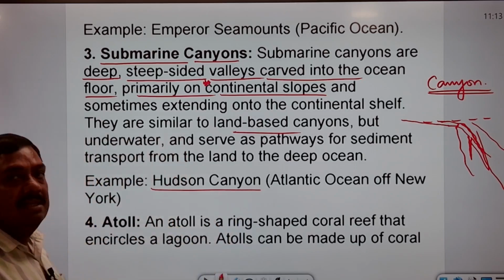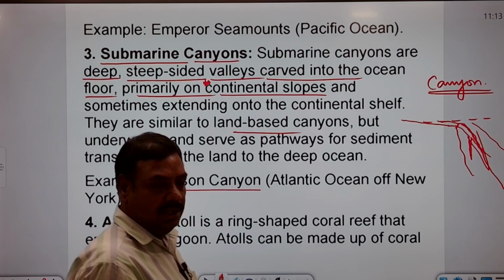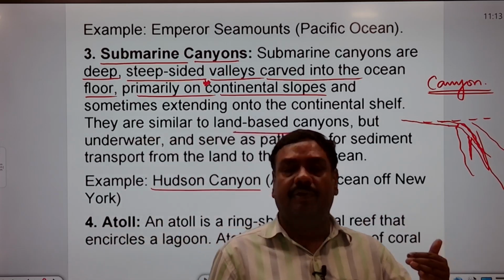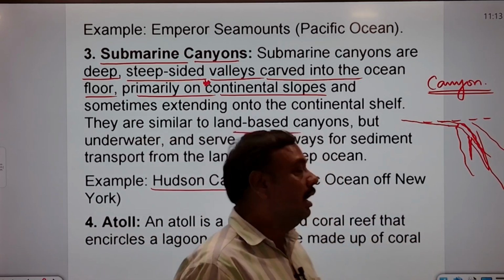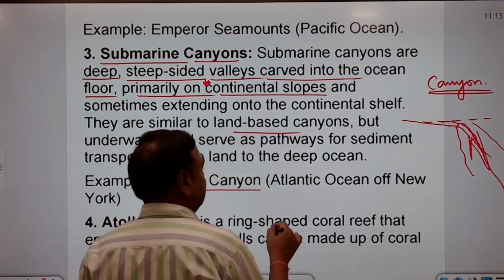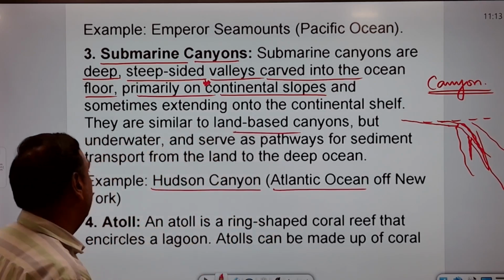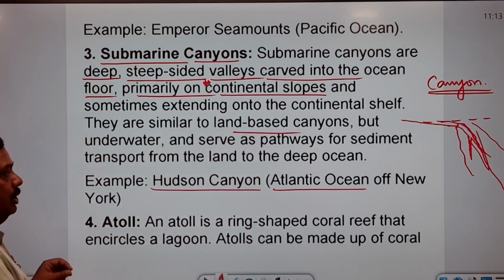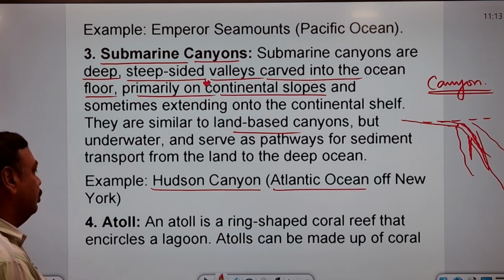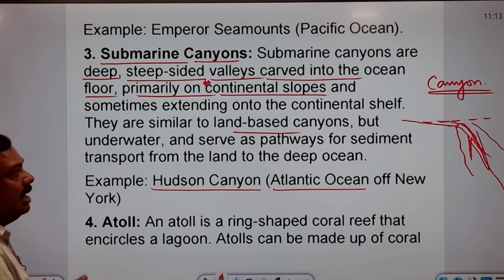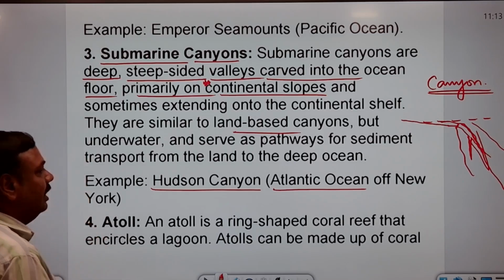Hudson Bay is there in the part of Atlantic Ocean to the north of North America. So this Hudson Canyon is present there, and it is present in the Atlantic Ocean, right? It is present in the Atlantic Ocean. Okay. Then come to this fourth minor relief feature.